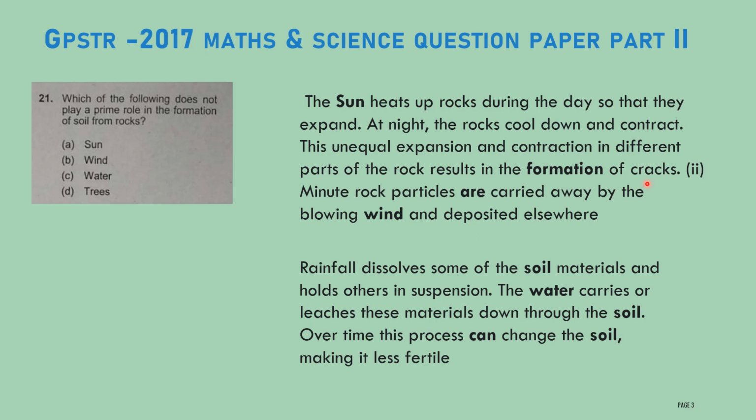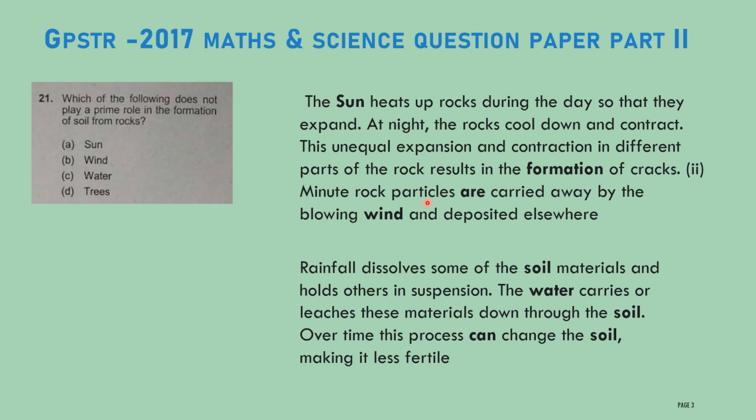This unequal expansion and contraction in different parts of the rocks results in the formation of cracks on the rocks. This way, the sun helps in the formation of soil from the rocks. Then the second one is wind. How will it help? Let us see here.